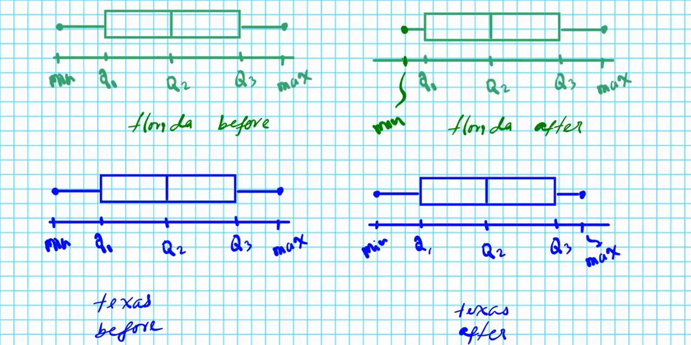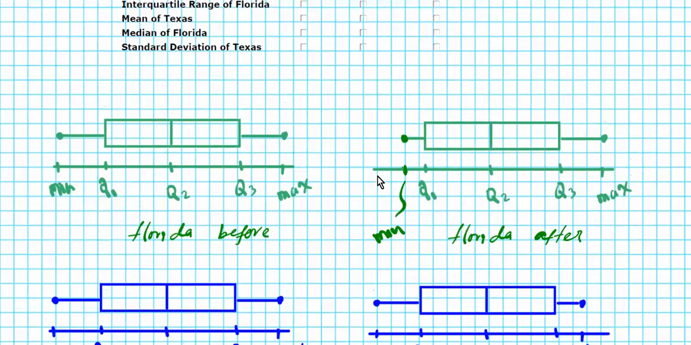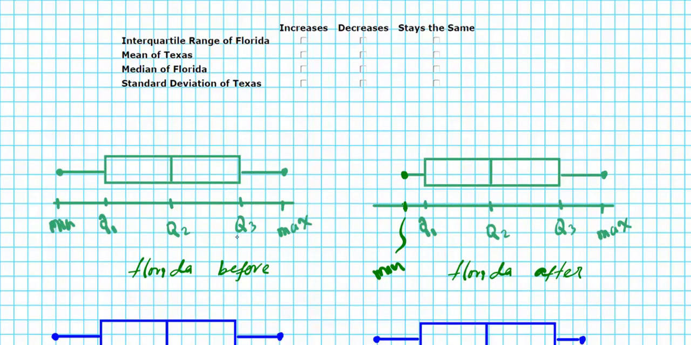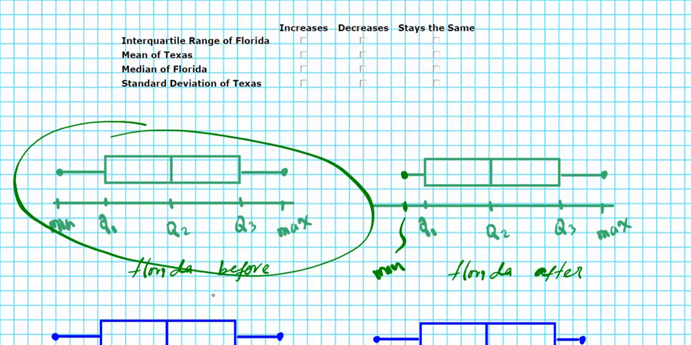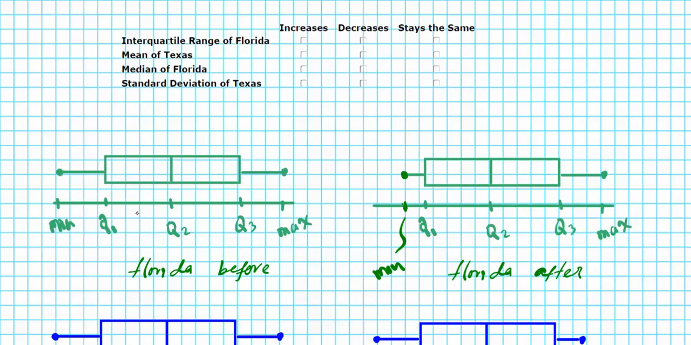So in the case of Florida, 8,193 people moved into the smallest county in Florida. Just focus your attention on the stats in green. Let's assume that this is the statistical situation for Florida before. But what happened is that more people were added to the smallest, or we can call it the minimum county in Florida, the county with the smallest population.